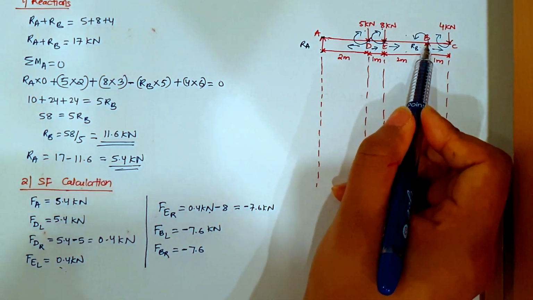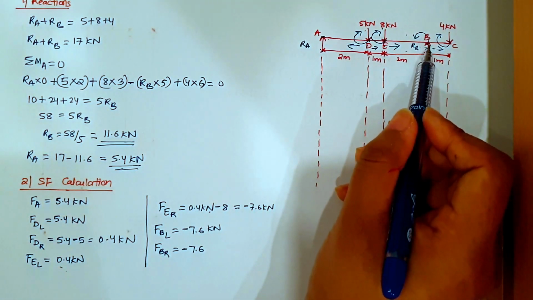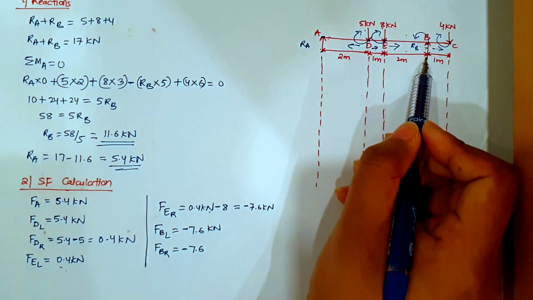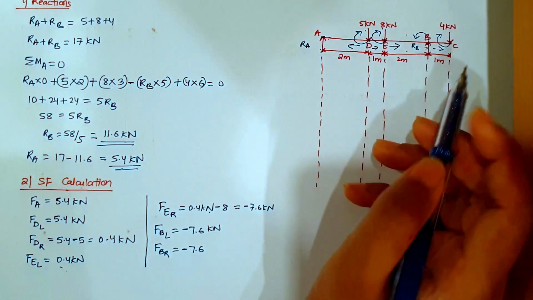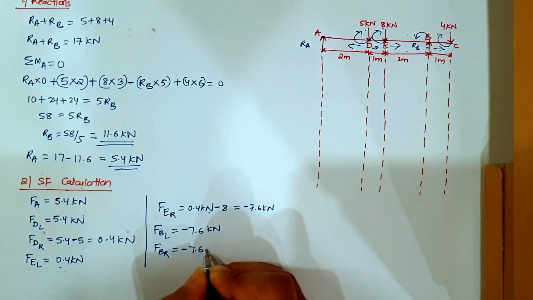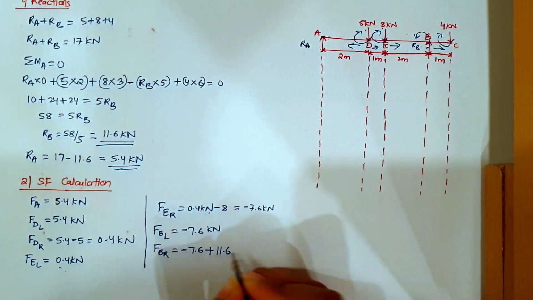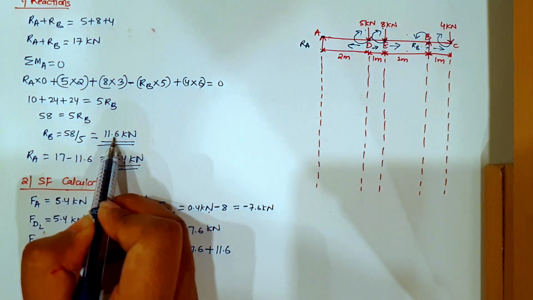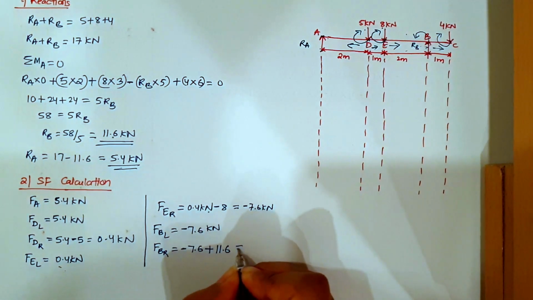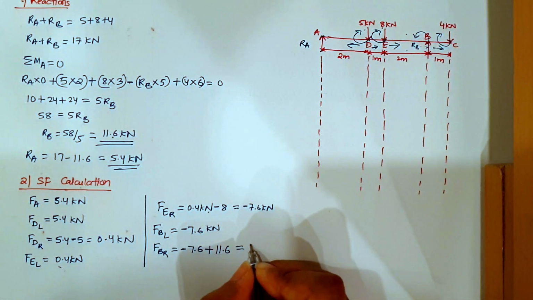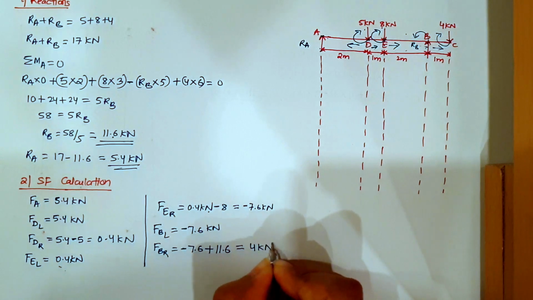Now at B there is reaction RB, since there is a support, so we need to take the reaction RB, which is coming from bottom to top, right? So bottom to top we take it plus. So plus RB that we got is 11.6. RB here is 11.6. So this will come equal to exactly 4 kilonewton.